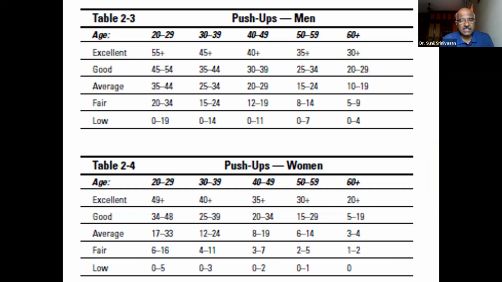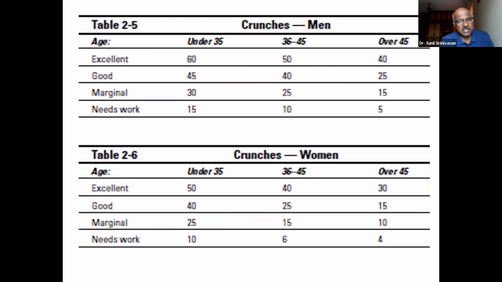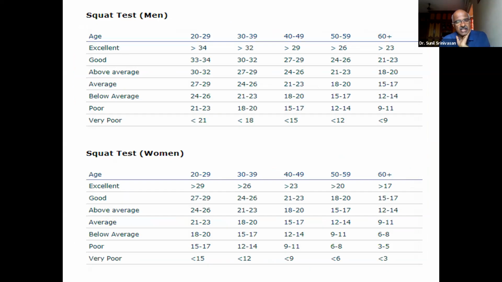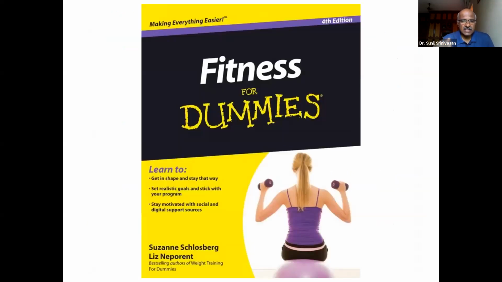Having done that, you check against these tables. For example, for push-ups for men above 60, if I can do more than 30, that means I am excellent. Similarly, there are tables for crunches and squats. Depending on age, for example, a lady who's 50 years old and can't even do 3 squats needs a lot of work. This is how we compare. All these tables are taken from a book that is available on the internet, freely downloadable.